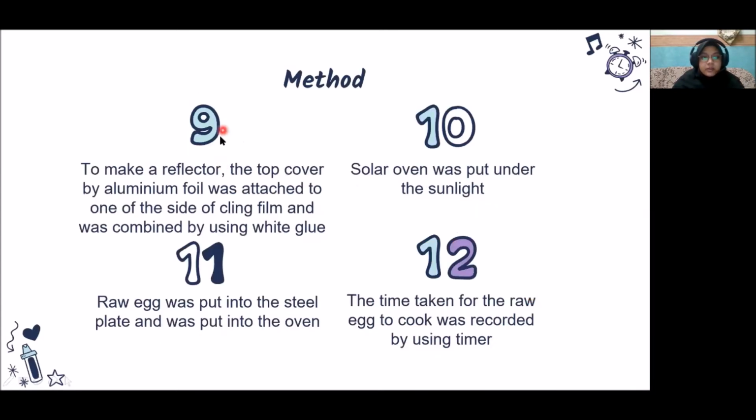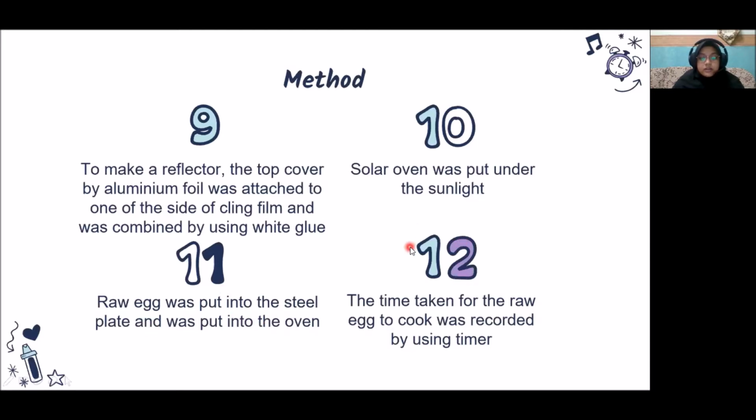The ninth step is to make a reflector. The top cover with aluminium foil was attached to one side of the cling film and combined using white glue. The 10th step is that the solar oven was put under the sunlight. And the 11th step is that a raw egg was put into the steel plate and put into the oven.